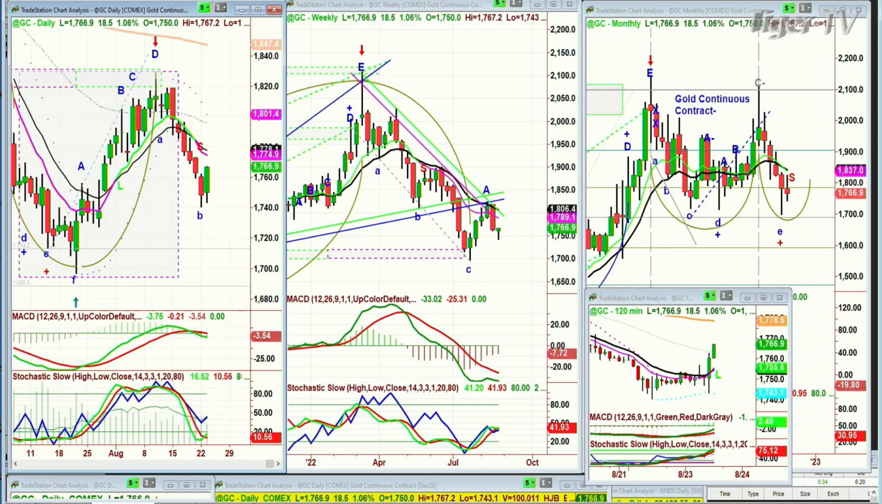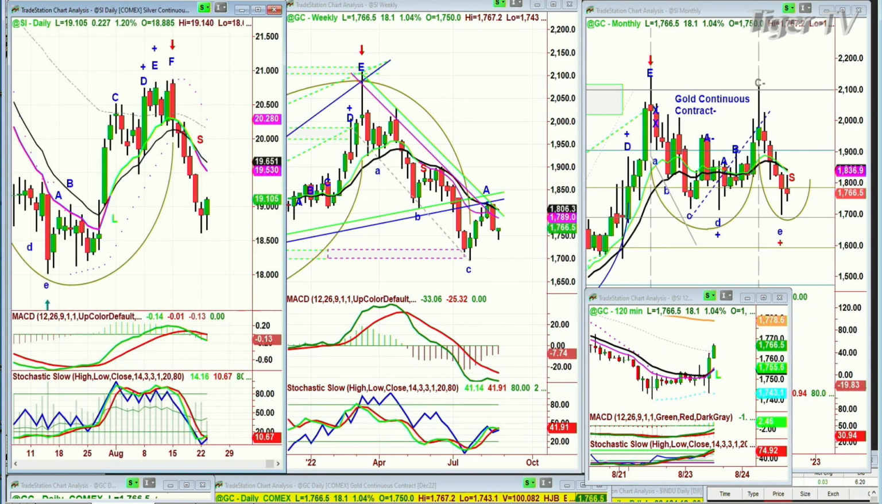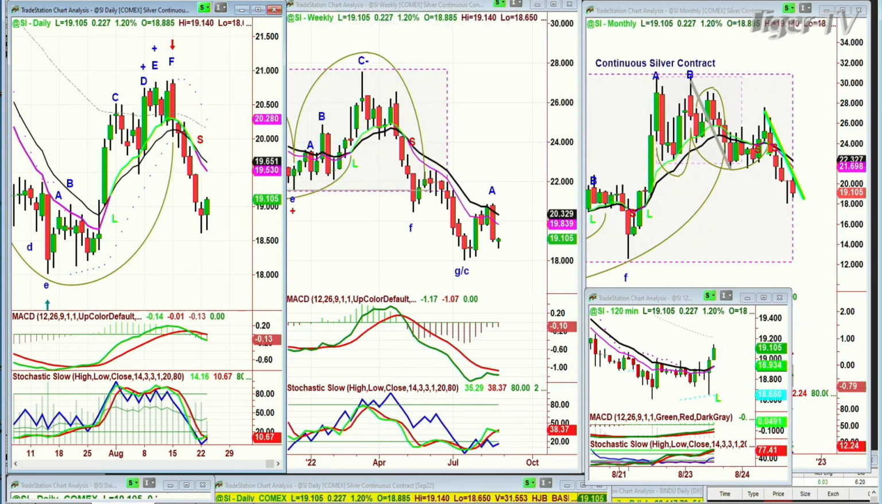The weekly chart says, yeah, you can have a bit of a rally here, but a lot of work needs to be done before this really picks up, garners speed to the upside. Let's look at the silver. So it's 1766 right now. Silver is at 1910, up 22 cents. Not great action at all.